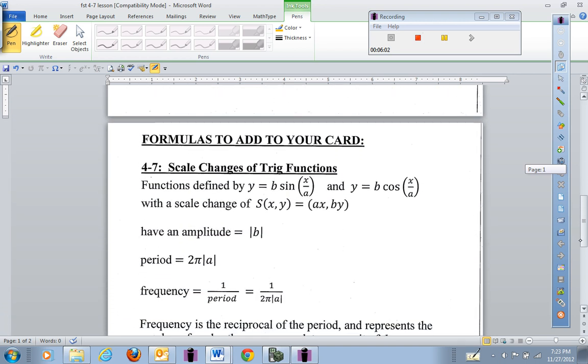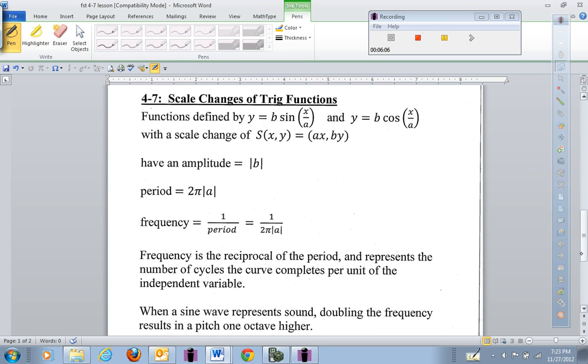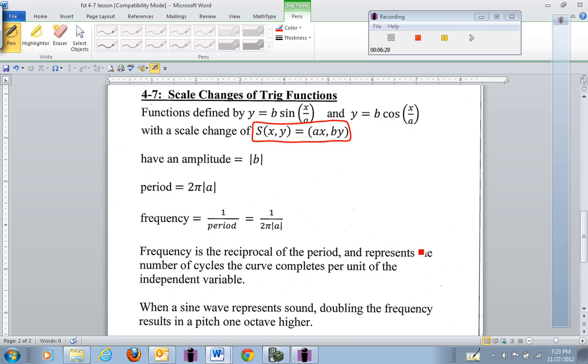The formulas we're going to add to our note card are going to look like this. You may want to pause and get the note card and write this down, but I'll try to explain it to you a little bit. Functions that are defined by y equals b times the sine of x over a, or y equals b times the cosine of x over a, because remember, a sine wave could be a sine function or a cosine function. They're going to be having the scale change applied to them. So this scale change from before, S, x comma y equals ax comma by.